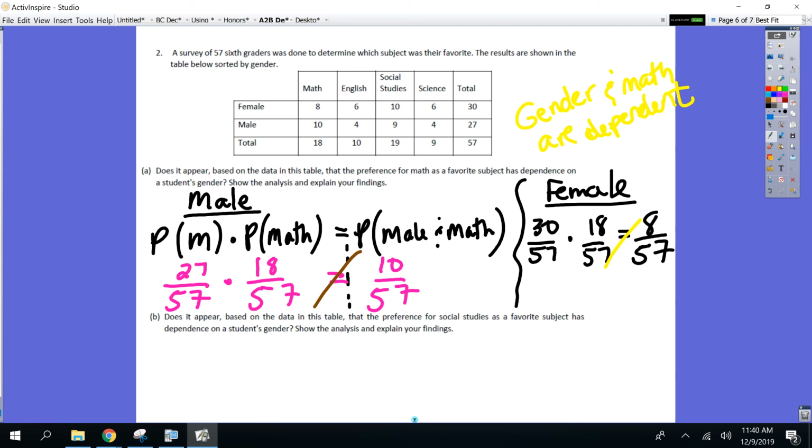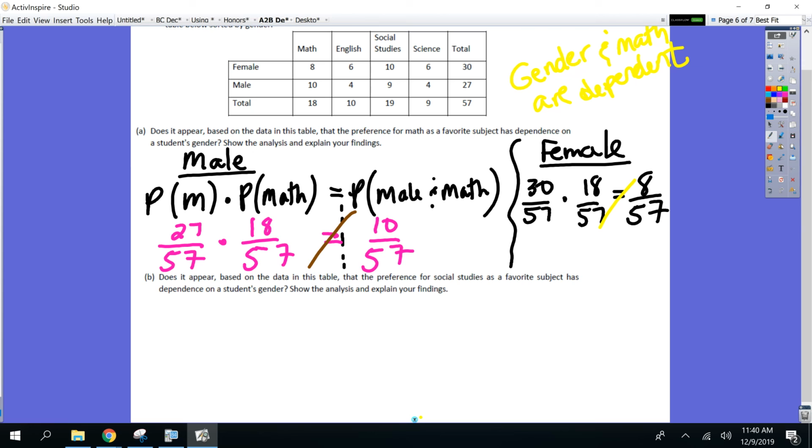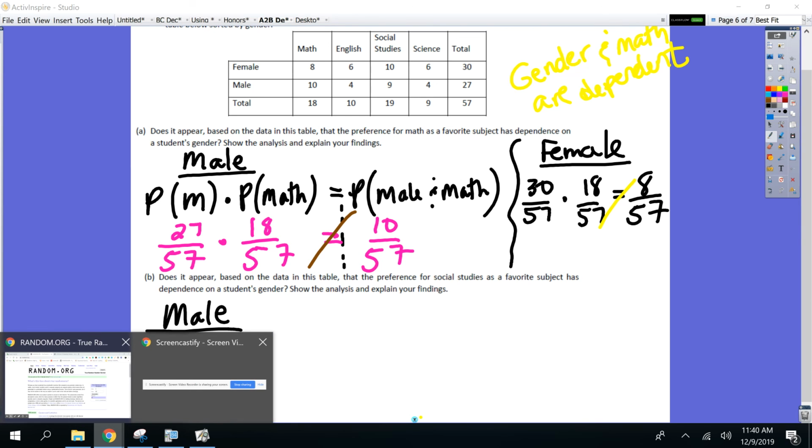All right, what about social studies now? Social studies and gender. Do they depend on each other or not? Same thing, right? I have to test the male and the female. Just so we can go a little quicker, all in one now, what are the probabilities you're going to test? I think you can handle it. Male times social studies. Does that equal male and social studies? So ready? Let's start now.